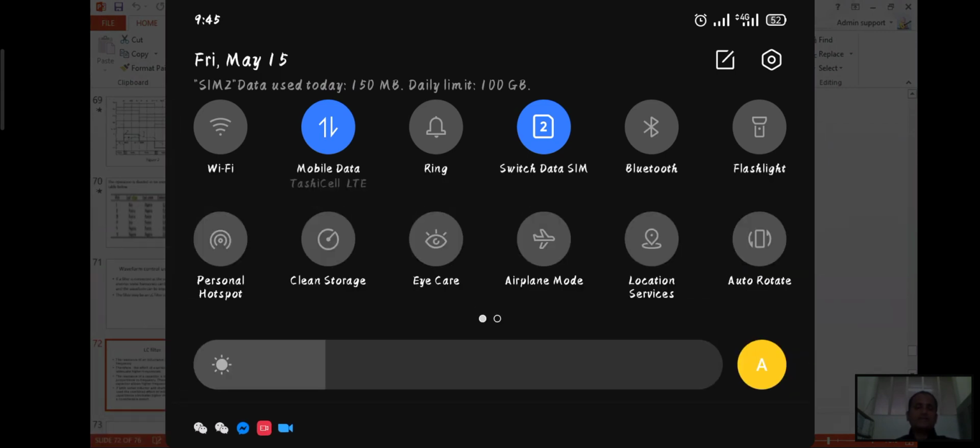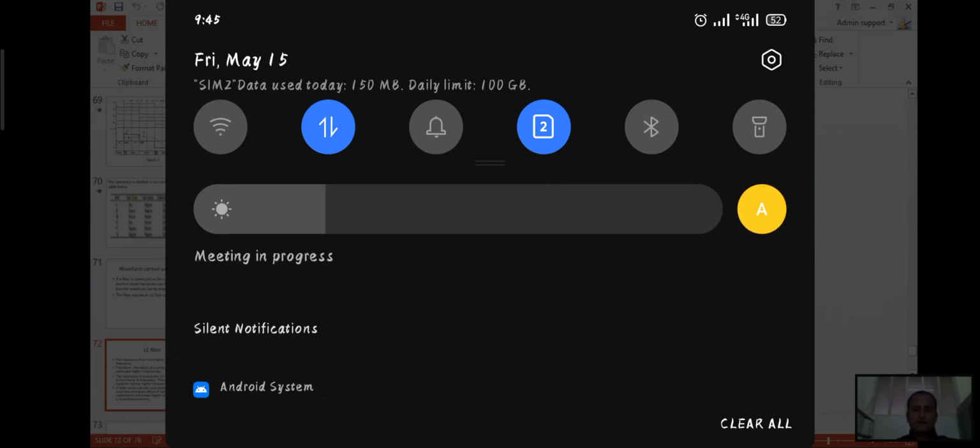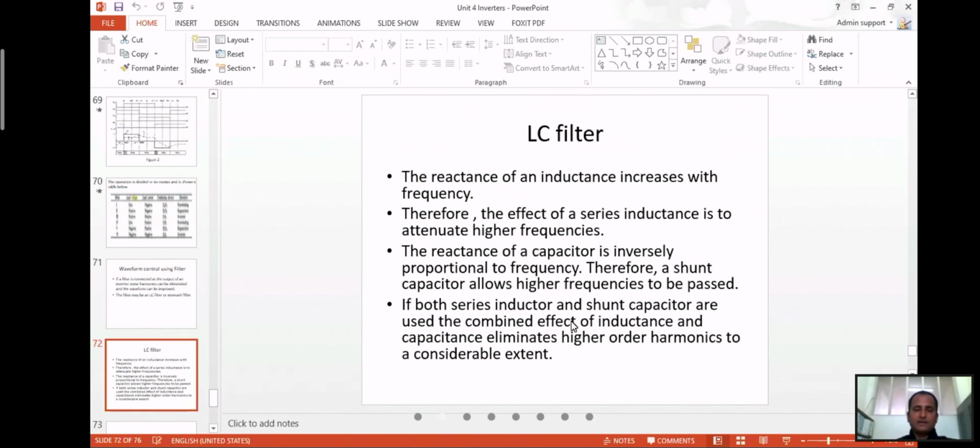The reactance of the capacitor is now just the opposite. The reactance of the capacitor is inversely proportional to the frequency. In the case of the inductance, it increases with the frequency, but the reactance of the capacitance is inversely proportional to the frequency. So some capacitors will allow the higher frequency to pass. That's why these two combinations are quite good, and that's why it is known as the L and C filter. The shunt capacitors allow the higher frequency to pass through.